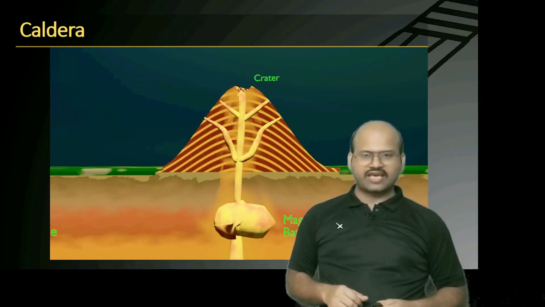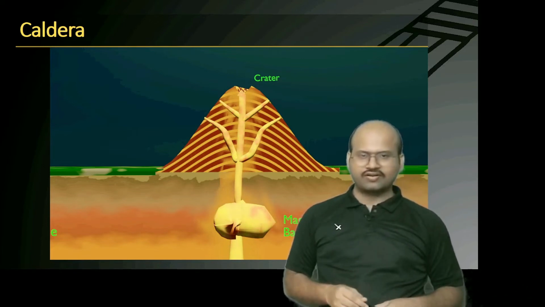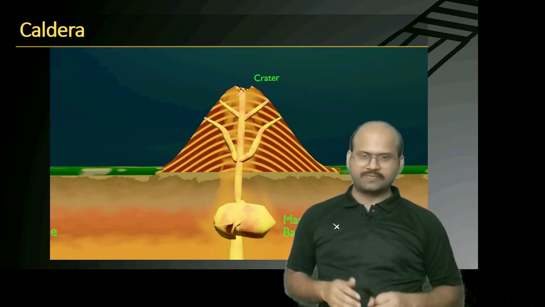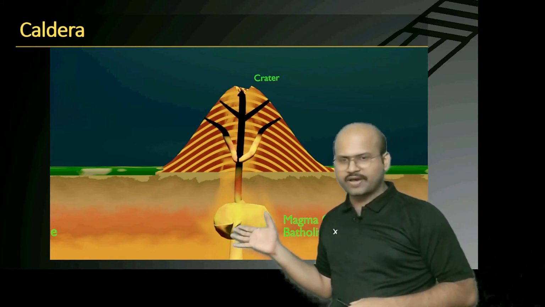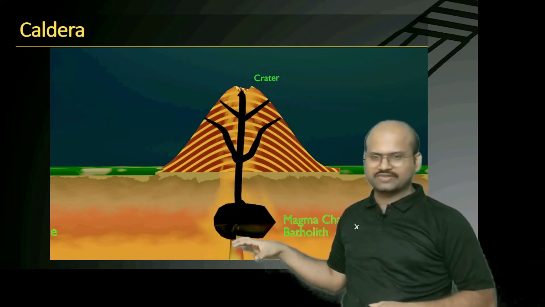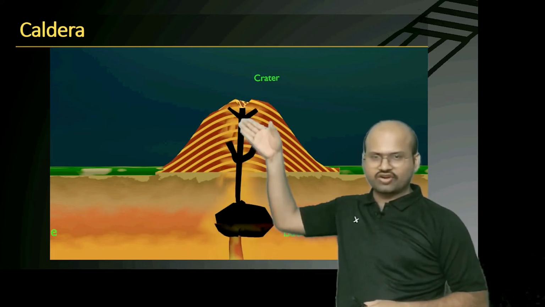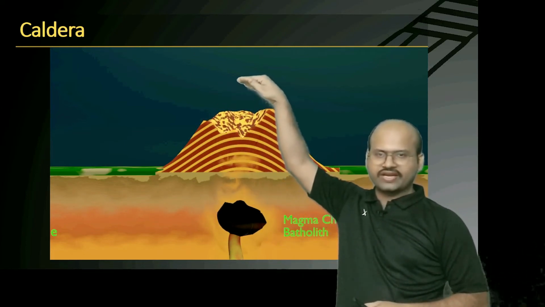Now let's see another type of volcanic mountain which we call caldera. Caldera can be formed from shield volcano or stratovolcano. They can be acidic or basic. It is formed when, due to a huge eruption, all of the magma is thrown out and the magma chamber becomes empty. It cannot bear the weight of the overlying structure and the whole weight collapses.